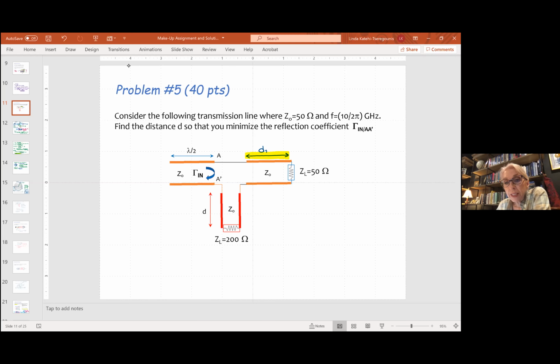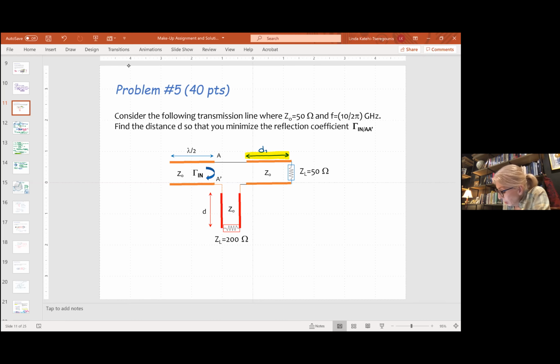Absolutely. And if it's matched, so David said that, what does that mean in terms of the reflection coefficient? It is 0. Exactly, Cameron said that. And if it's 0, it's 0 everywhere, regardless of how long the line is.